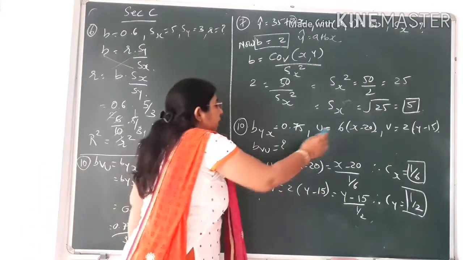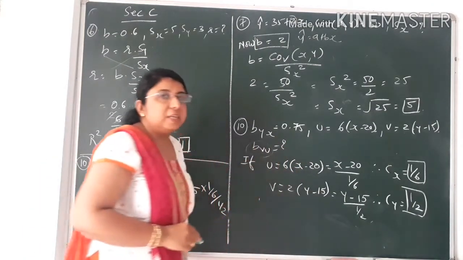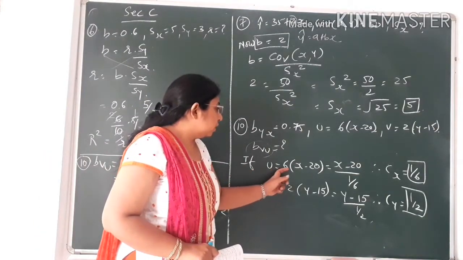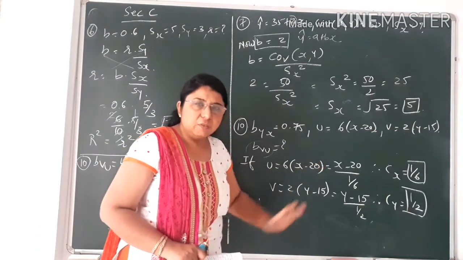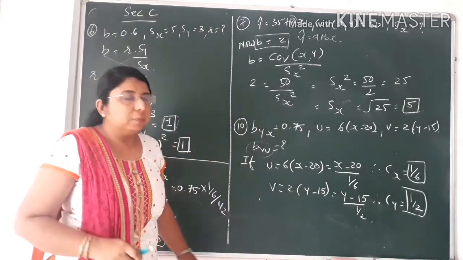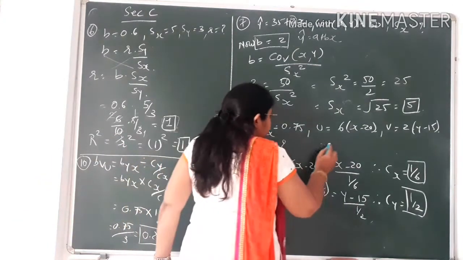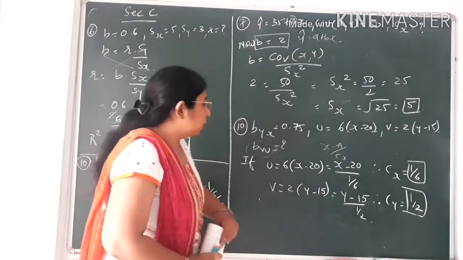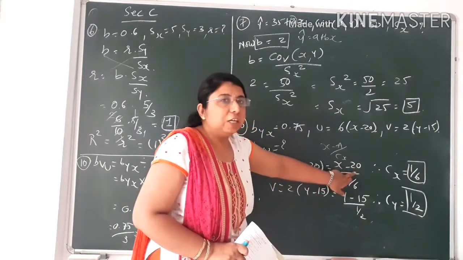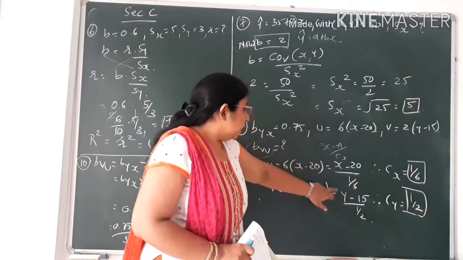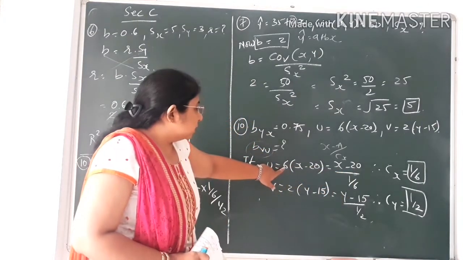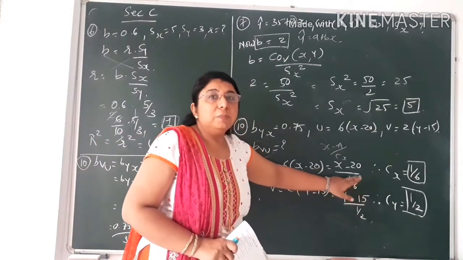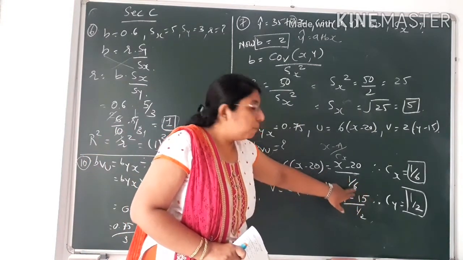From these 3 given data, you have to find the value of bvu. First of all, you should know that u is equal to 6 into bracket x minus 20, that is given to you. Now in the bigger sums, you might be knowing we are taking x minus a upon cx. So over here, x minus a, what will be the value of a? That is 20. And cx, over here 6, cx is in numerator. In order to make it in denominator, it will be 1 by 6.